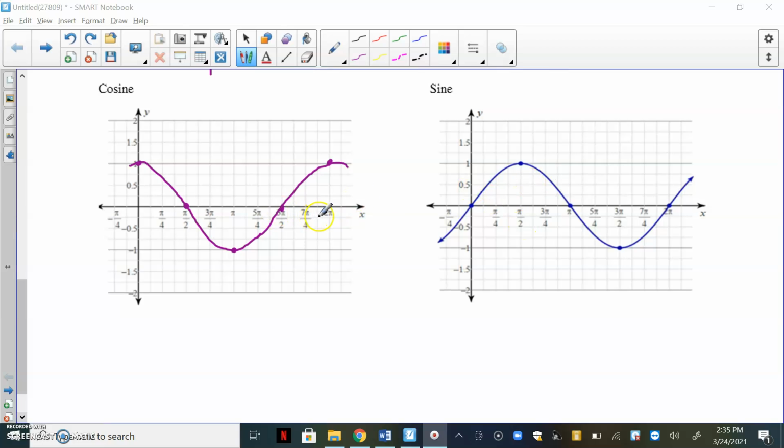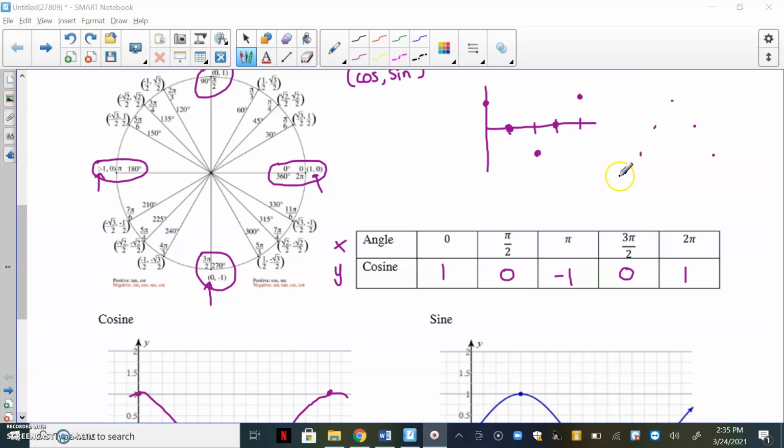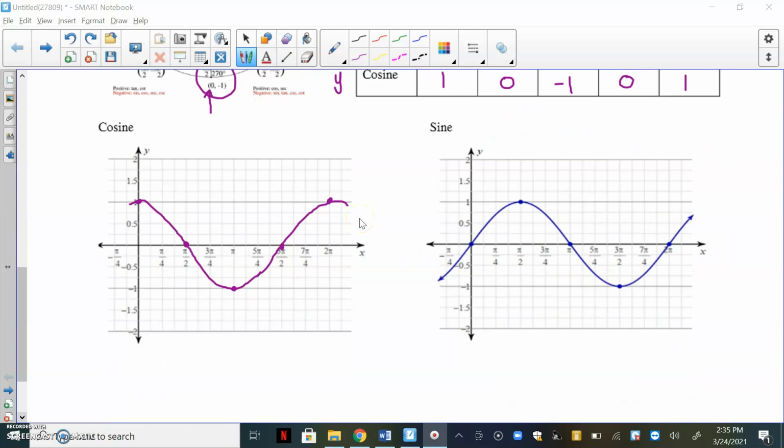Now, I have these side by side so that we can make a couple of observations about them. Notice how cosine starts high, right? And remember, I told you that cosine can also start low, depending on if you have a reflection. So something to note about cosine is that it always starts either at its highest point or its lowest point. Sine, on the other hand, always starts at the midline. We ignore this, that's another cycle. But right here, the very first point is always going to be at the midline.